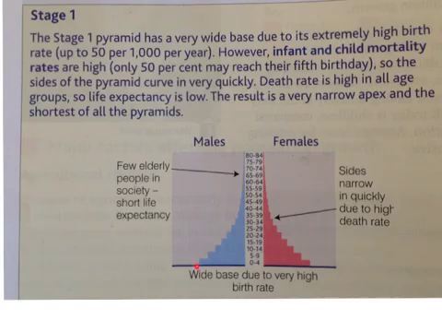The sides of the pyramid, this bit here, go in very quickly. The death rate is high in all age groups, so the life expectancy is low. As you can see, not many people are living very long, 80 to 84. You'll see a difference as we go through the different pyramids. The result is a very narrow apex up here, and the shortest of all pyramids, and that is, as I say, stage 1.